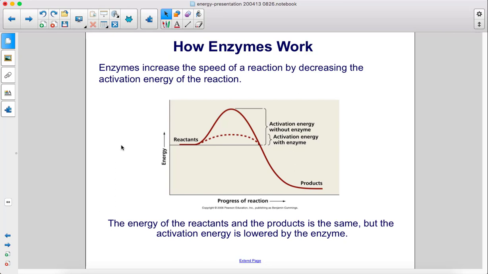Enzymes increase the speed of a reaction by decreasing the activation energy of the reaction. The energy of the reactants and the products is the same, but the activation energy is lowered by the enzyme.